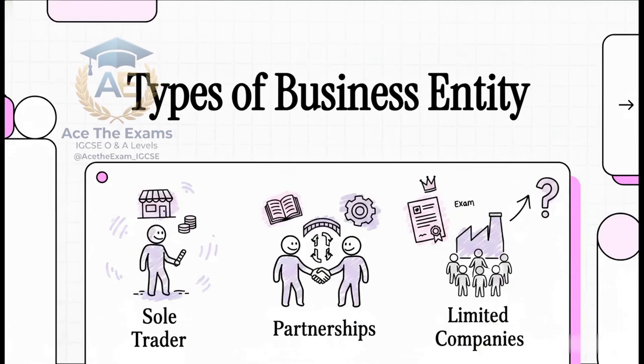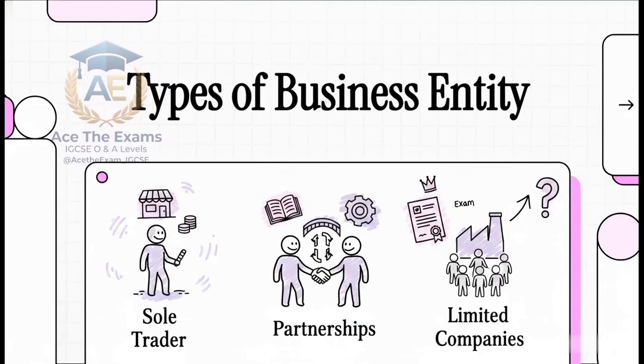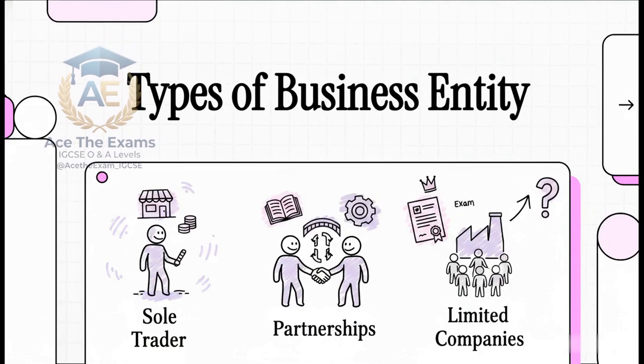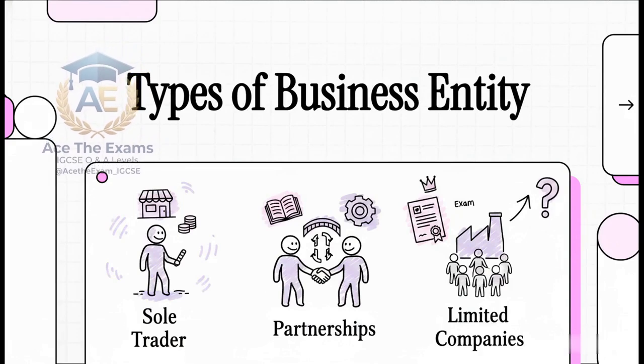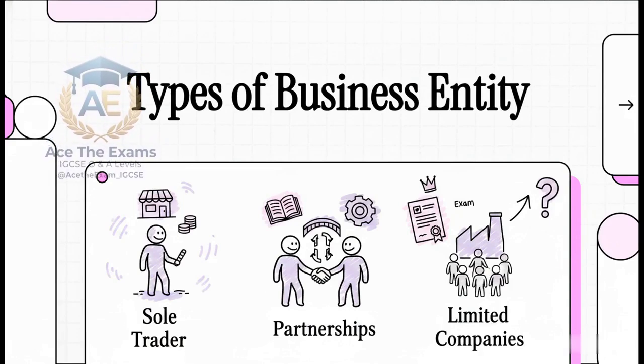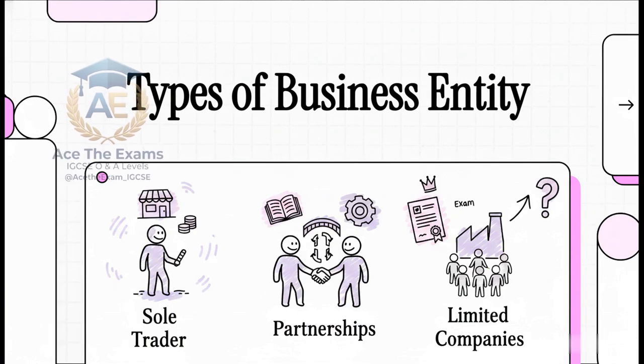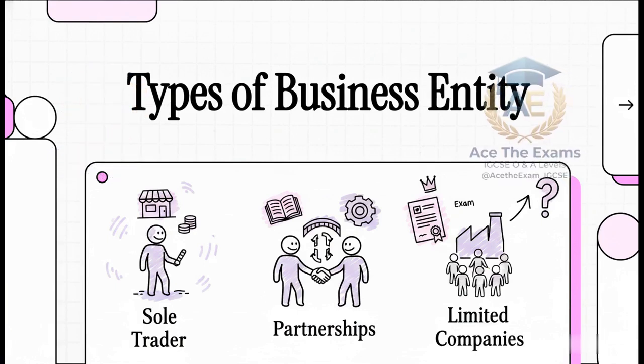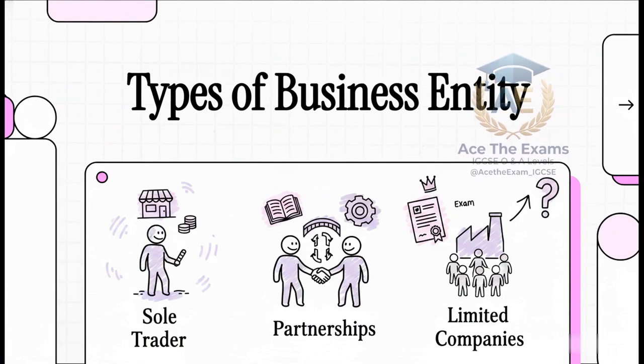Welcome to This Explainer. Look, today we are officially putting on the senior examiner's lens to totally master the types of business entity for your Cambridge AS and A-Level Accounting Paper 2 exam. We're going to talk about the distinct operational and structural differences between sole traders, partnerships, and limited companies.